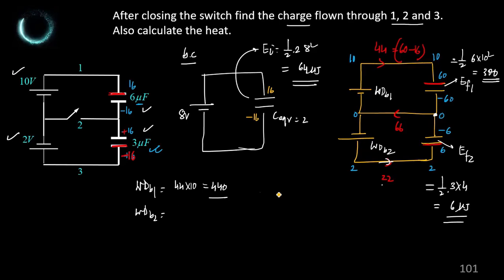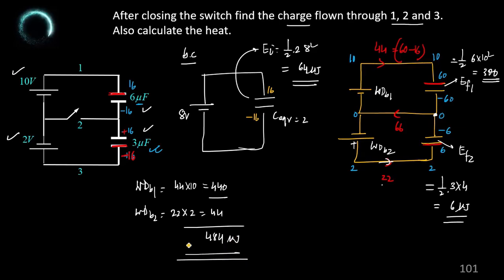That is equal to 22 flowing from the positive side. So 22 into 2 is 44. So total work done by the batteries is 440 plus 44, which means 484 microjoule.